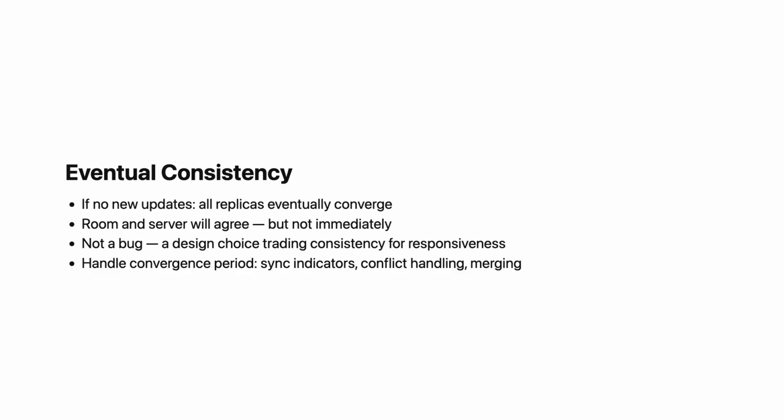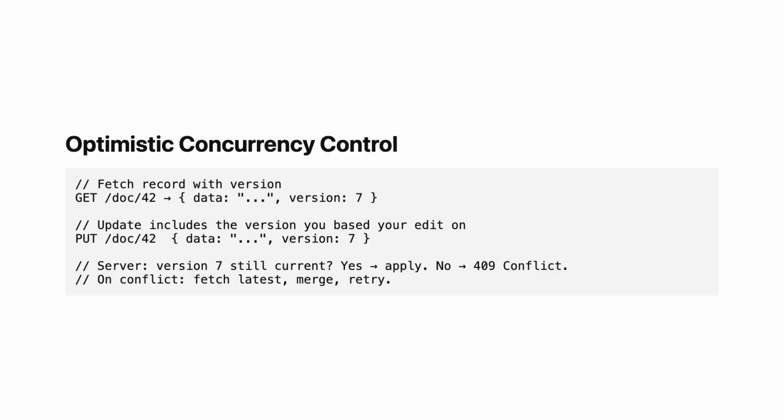The convergence happens through synchronization. When connectivity returns, your app syncs local changes to the server and pulls server changes to the local database. After sync completes, the states match. Until then, they might differ. The key insight: eventual consistency is not a bug, it is a design choice. You are trading immediate consistency for availability and responsiveness, as long as you handle the convergence period gracefully, showing sync indicators, handling conflicts, merging data. The user experience can be excellent.